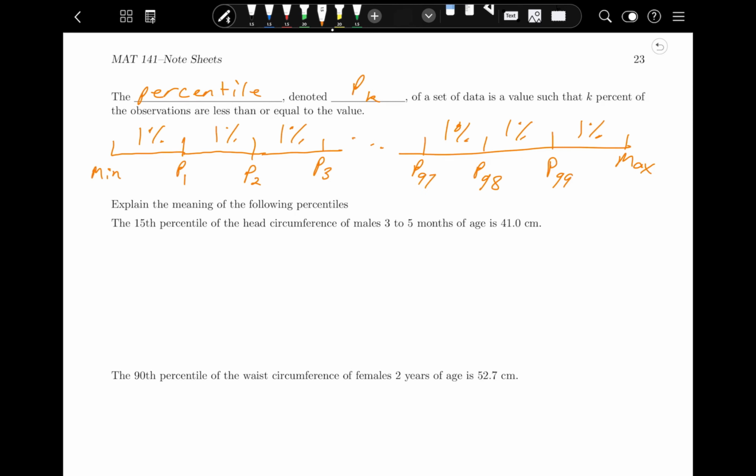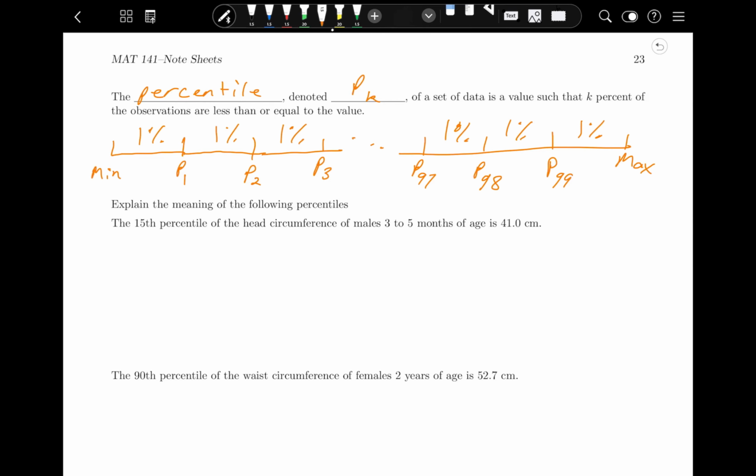Okay? And so the idea here is that there are 2 ways to interpret any percentile. It is either the percent of the data that is less than that, or 100% minus that percentile would be the amount of the data that is greater than that. Okay, so let's go ahead and give this a try with a few examples.